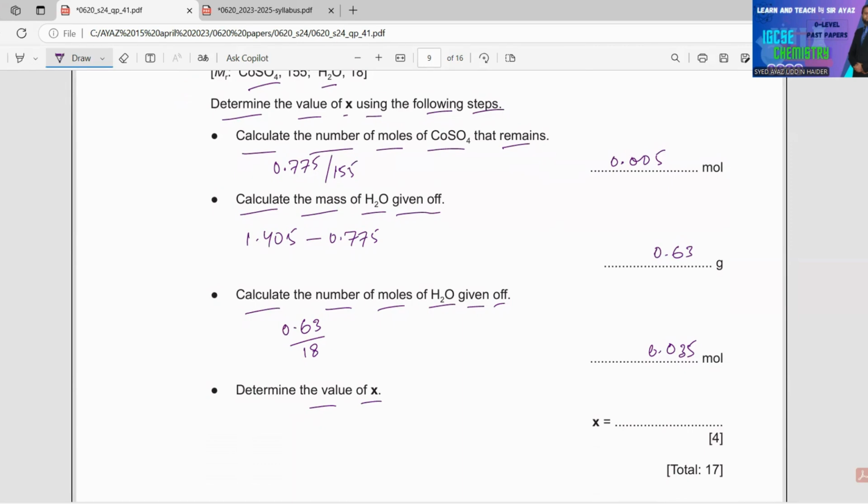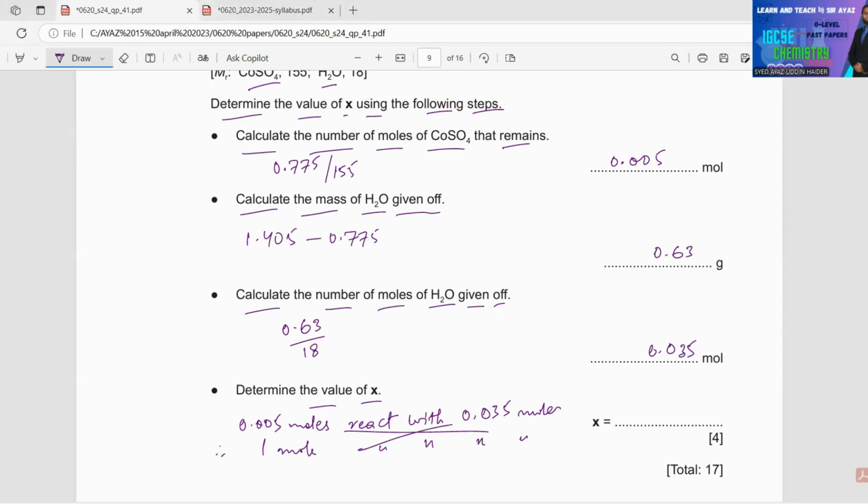Determine the value of x. So the number of moles of CoSO4, 0.005 moles, reacts with 0.035 moles of H2O. Therefore, 1 mole reacts with x moles of H2O. Do the cross multiplication. So it will become 0.035 divided by 0.005. 7 will be the value of x here.